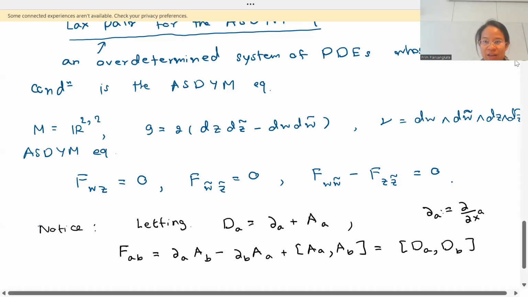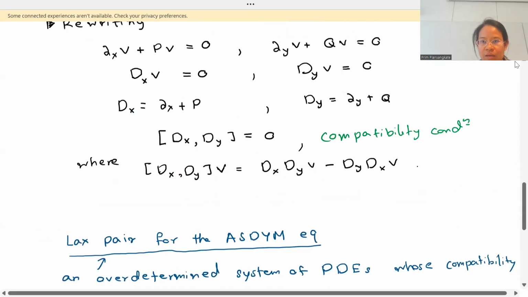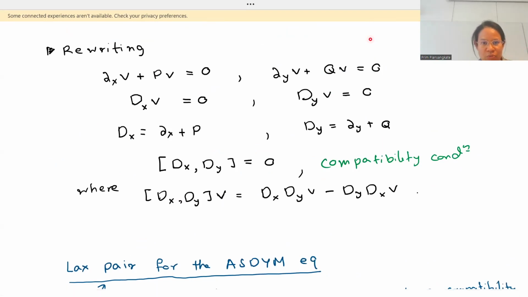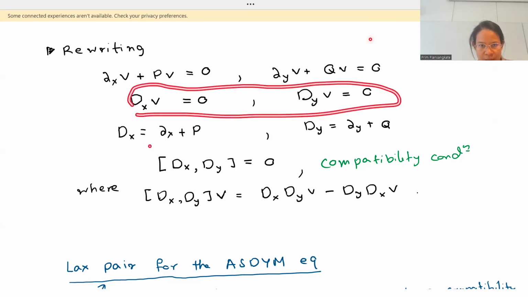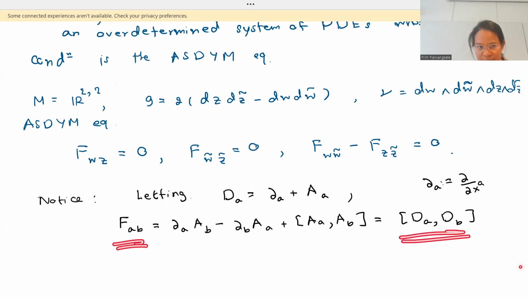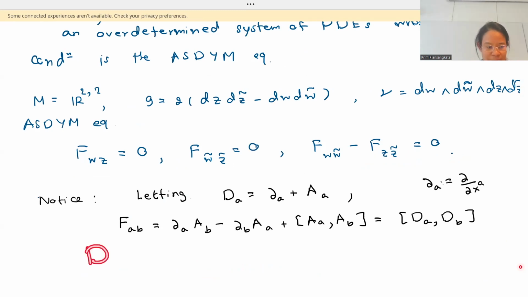This means if we go up above, we have that the two operators commute, which is a compatibility condition of this system. And below, it can be verified this is just the commutator here. Hence, say the first equation, if W_Z equals 0, is a compatibility condition for the overdetermined system D_W V equals 0 and D_Z V equals 0.